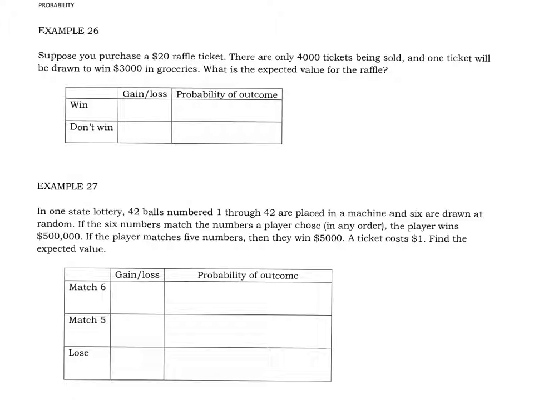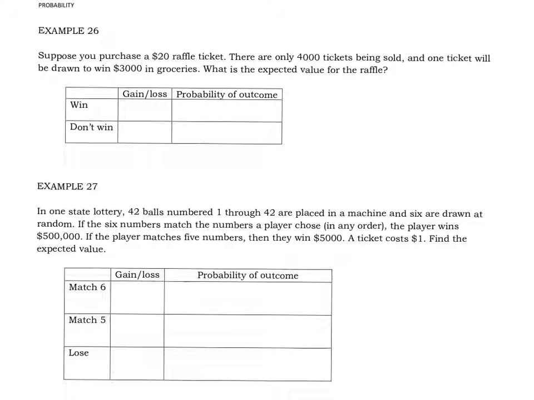Okay, moving on now to examples of expected value and how you would actually calculate that average gain or loss. Let's say you buy a raffle ticket for $20 and there are 4,000 tickets being sold. One ticket is going to win $3,000 in groceries. So, what is the expected value for this raffle?